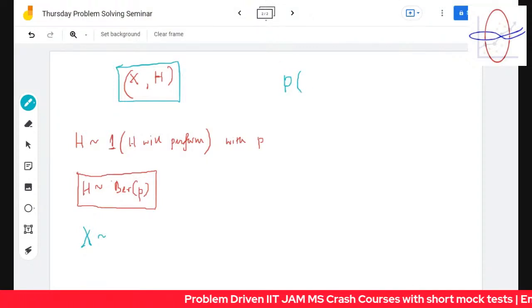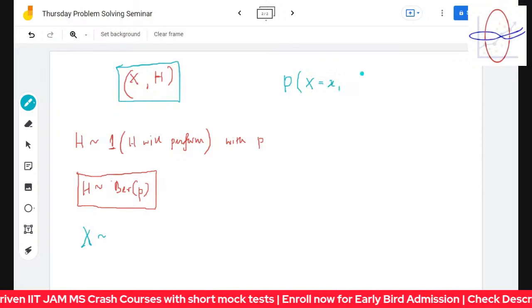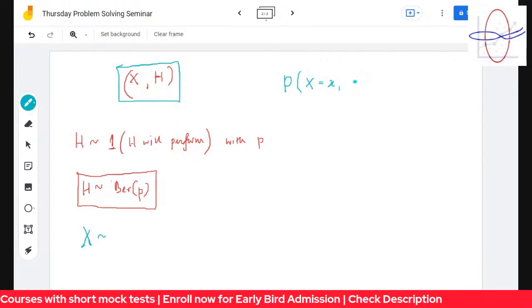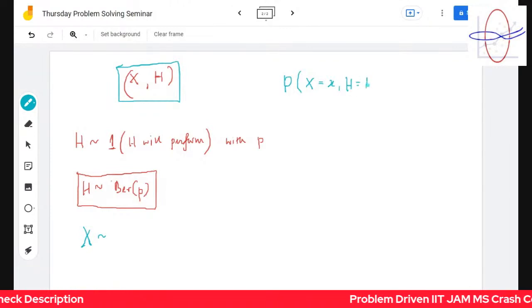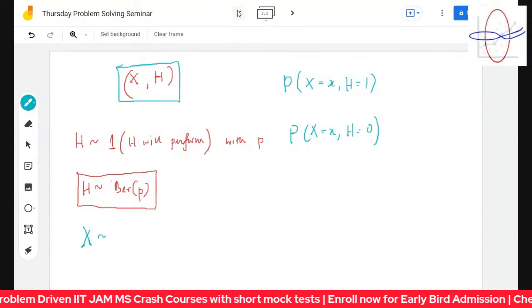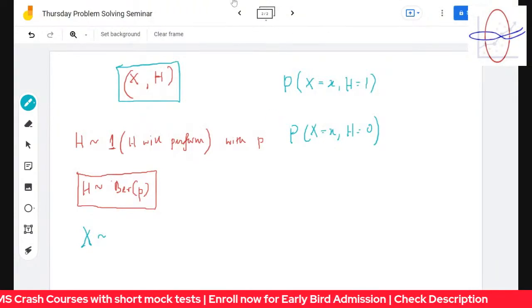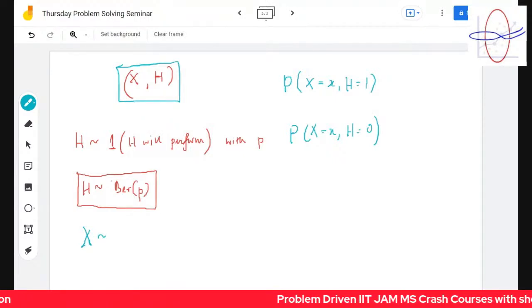By joint distribution of random variables, we need to find the joint probability. We are not doing the joint density, so we are doing the joint PMF now. So we need to find the probability that X is equal to x and H is equal to 1, and the probability that X is equal to x and H is equal to 0. These are the only two possibilities, right, guys? Did you understand? X is constant, H can be only 1 and 0.